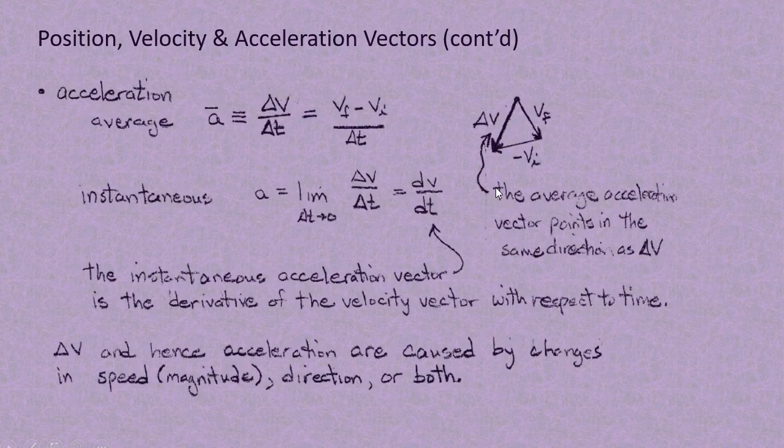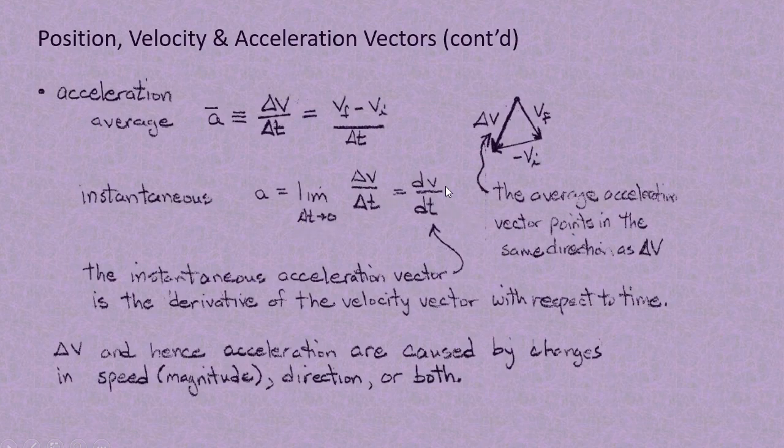Notice that just like the change in position vector was in the same direction as the average velocity vector, the same thing holds true here with the average acceleration. The average acceleration vector points in the same direction as the change in velocity vector. So the instantaneous acceleration is defined as the limit of the change in velocity vector divided by the elapsed time as the elapsed time goes to 0.